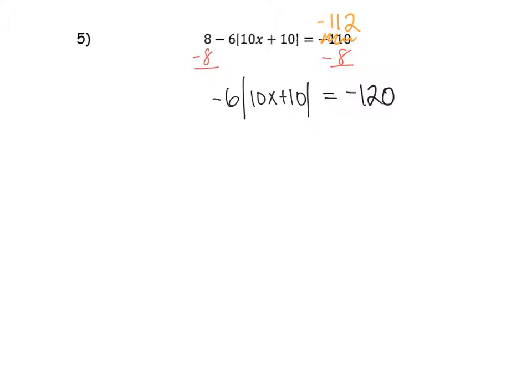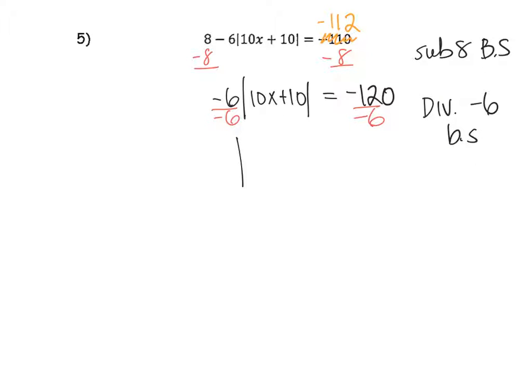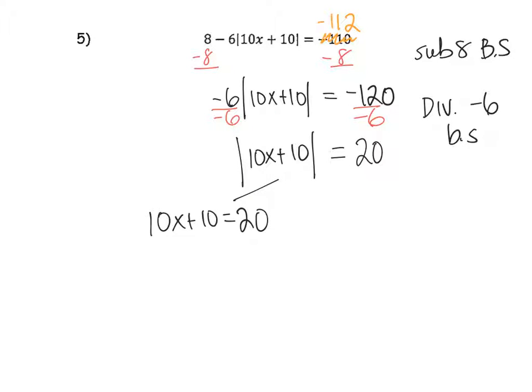I am then going to do what? Okay, let's do it. Divide by negative 6, divide by negative 6. How many times does a negative 6 go into a negative 120? Positive 20. I'm so glad all these numbers are coming out positive. What two numbers are 20 away from 0? 20 and negative 20. Awesome.